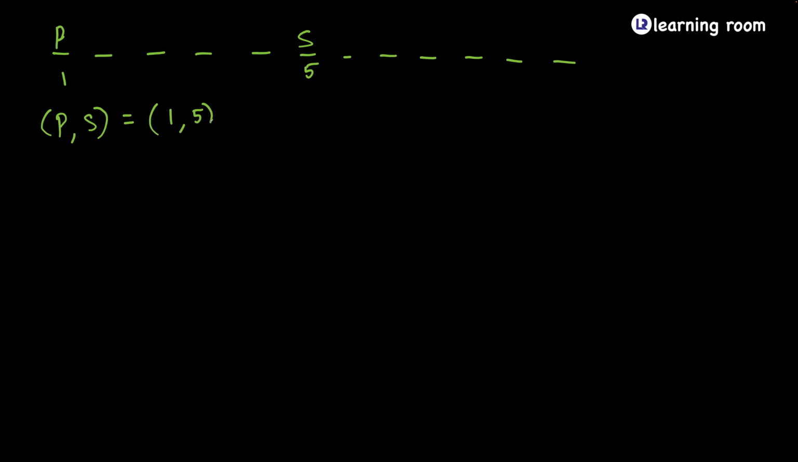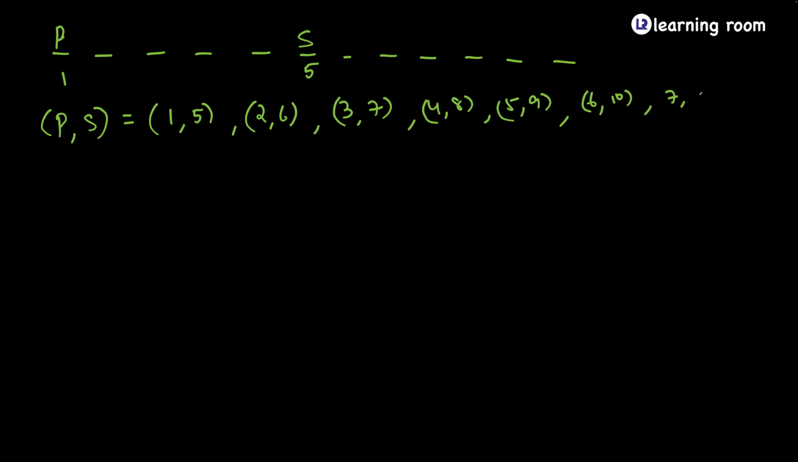It can take 1, 5, 2, 6, 3, 7, 4, 8, 5, 9, 6, 10, 7, 11, 8, 12. So this can be between P and S, but the same kind of pattern can happen between S and P also. Is the point clear? So how many positions is it able to take? 1, 2, 3, 4, 5, 6, 7, 8. So 8 into 2, it is going to be 16.